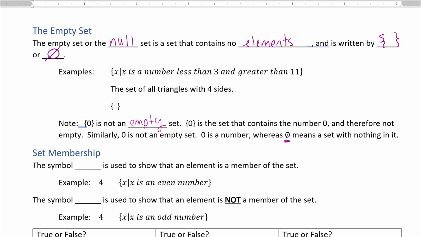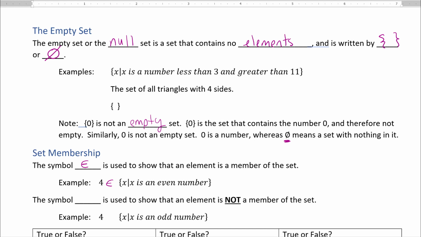Now we have a new notation we need to talk about in set membership. The symbol, and it's like a C kind of with a line in the middle, almost like an E, but it's just like a clean C with a line in it, is used to show that an element is a member of the set. For example, 4 is an element of the set of all x such that x is an even number. Is 4 an even number? Yes. So therefore 4 is an element of. Does it mean it's all of the elements? No, this isn't roster notation. This just means that 4 is one element of.